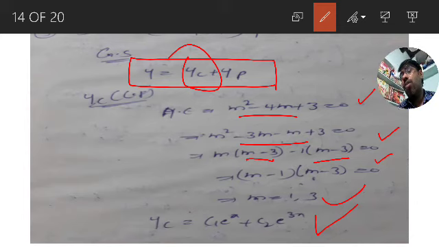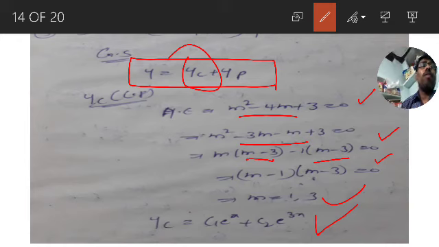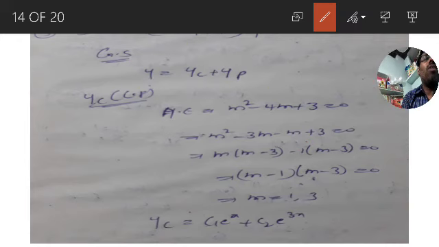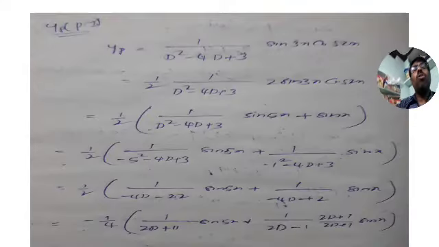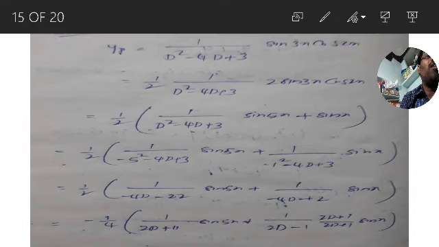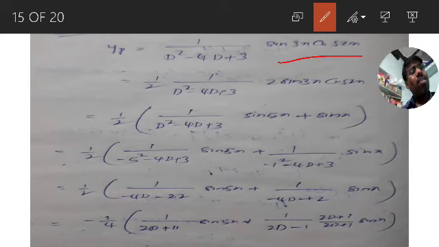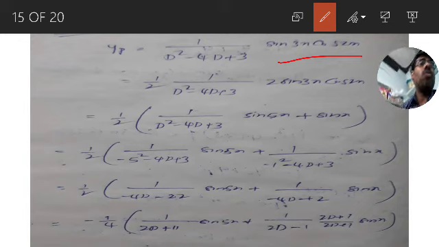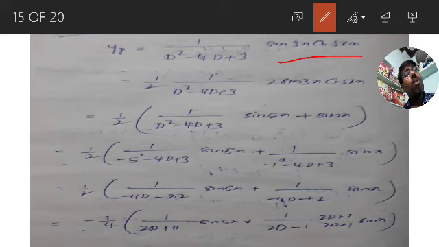Now the next thing we need to find is YP. What is YP? So this is my YP. YP is equal to 1 by d square minus 4d plus 3 of sin 3x into cos 2x. It is not sin x or cos x alone. It is the product of sin 3x into cos 2x. This product can be transformed into sums. What is the formula? Recollect the trigonometric formula.